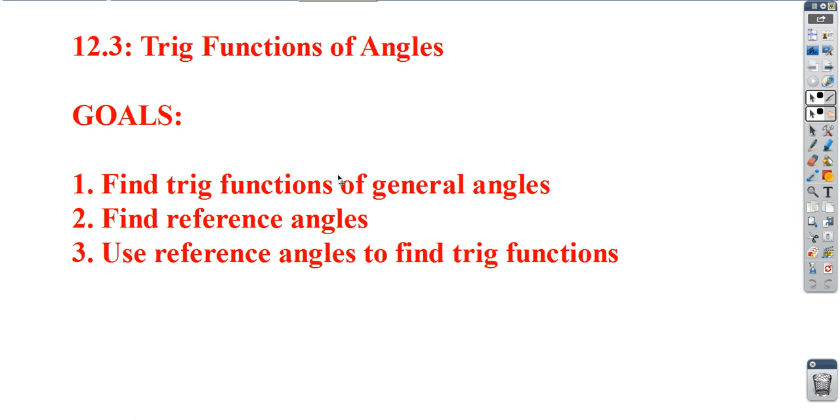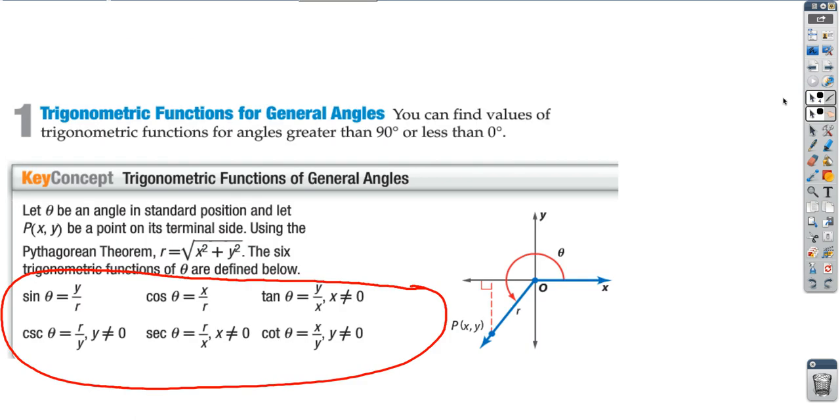Alright, so section 12.3 is continuing the topic of trigonometry, and we'll talk about how to find certain trig functions of angles on a coordinate plane, and then we'll talk about something called a reference angle, which is important for being able to find trigonometry functions of angles that are not in the first quadrant, so they're not between 0 and 90. So let's talk about that.